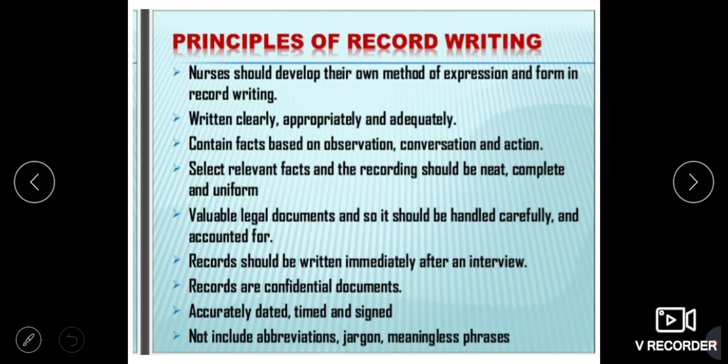Then this is one of the important things, principles of record writing. The nurse should develop their own method of expression and form in record writing. Second, written clearly, appropriately, and adequately. Third, contain facts based on observation, conversation, and action. Then select relevant facts, and recording should be neat, complete, and uniform. The next one, it is a valuable legal document, so it should be handled carefully and accounted for.